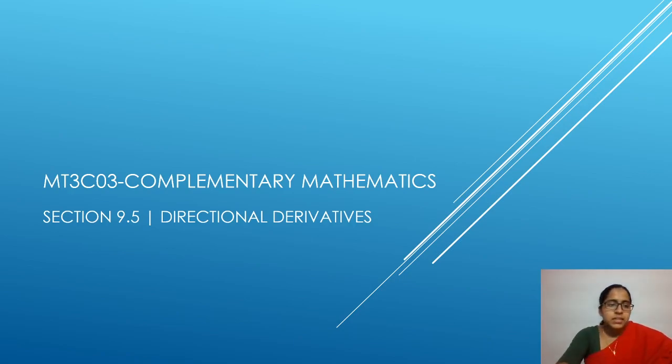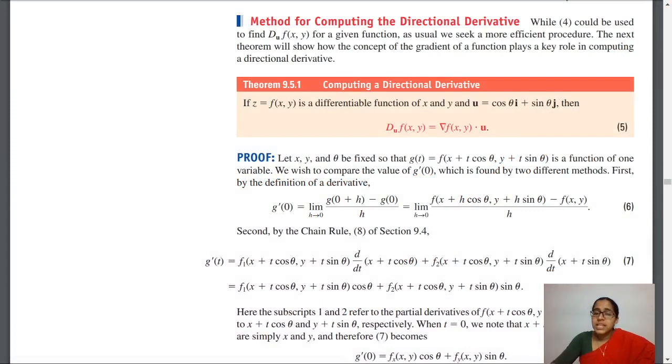Let us see the theorem in your textbook, theorem 9.5.1. It states that if z equals f of x, y is a differentiable function of x and y, and u equals cos theta i plus sin theta j, which is a unit vector, then D_u of f of x, y is equal to gradient f of x, y dot u. So let us see how we can prove this.